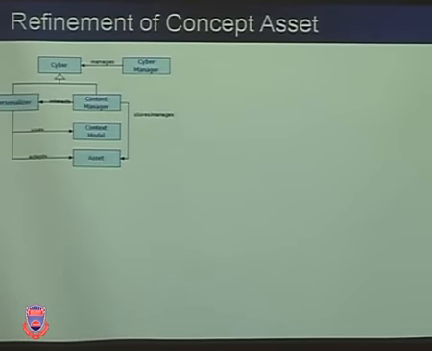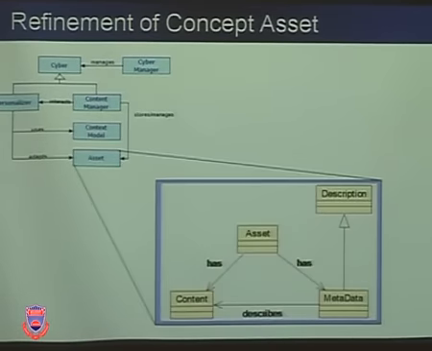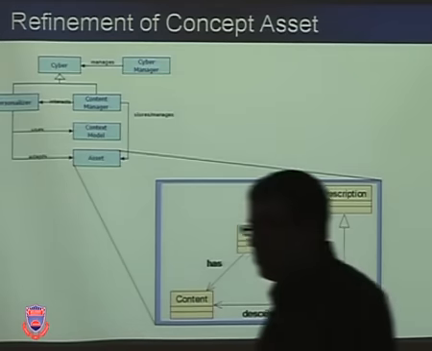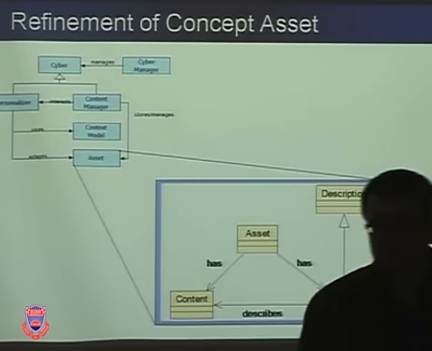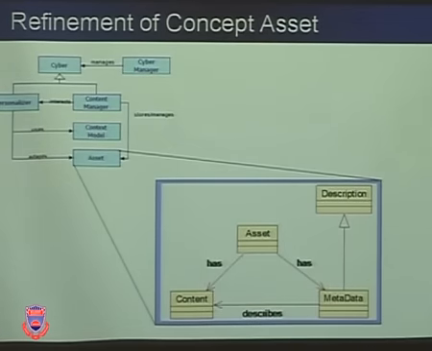So what is refinement here? For example, asset. How do we design an asset? That's the problem. And then we do the same. What are the problems related to that? We identify the solution domains, the knowledge source, and this was the result in this case. Asset has content, has metadata. Metadata is a description.